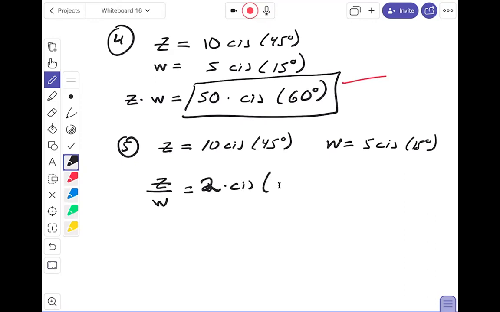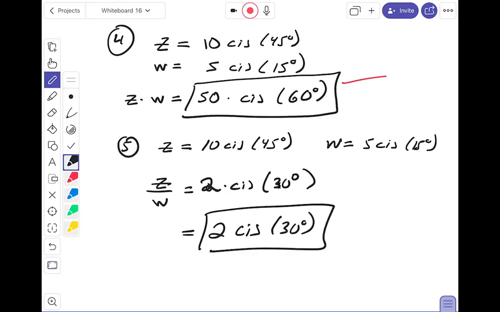CIS, we're going to subtract the arguments. 45 minus 15 is 30 degrees. So what's the answer over here? 2 CIS 30 degrees. Again, it's pretty easy to evaluate that. But the bottom line is we're just going to see if you know the formula for that. And that's not bad. Let's see, check the answer key. Gee, I did a good job there.